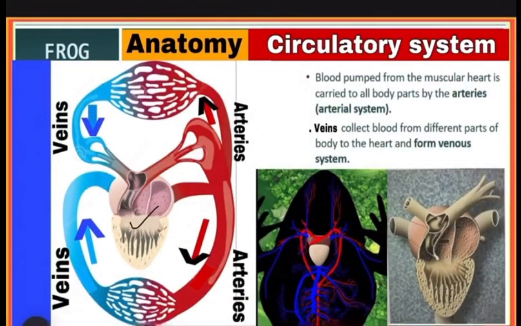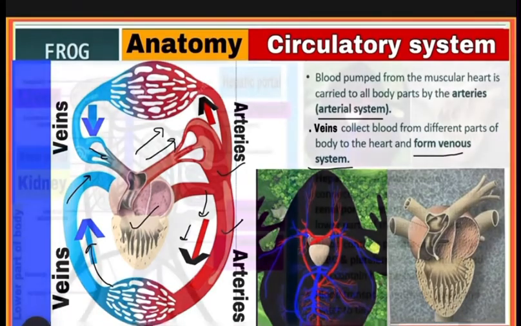Heart pumps the blood and sends it through arteries to different parts of the body. These are the arteries which collect blood from the heart and take the blood to different parts of the body. This forms the arterial system. While veins collect blood from different body parts and bring it back to the heart, and form the venous system.